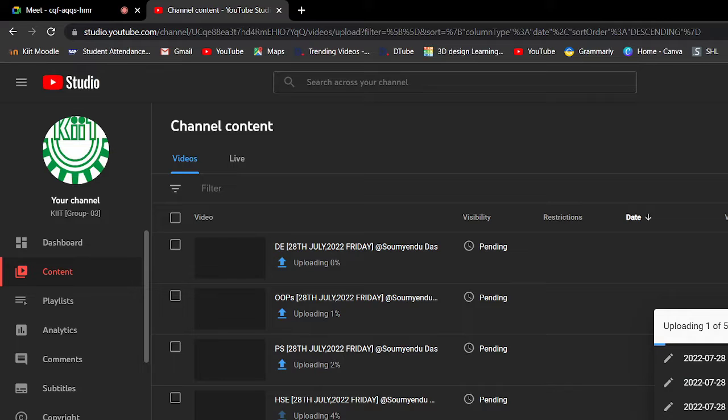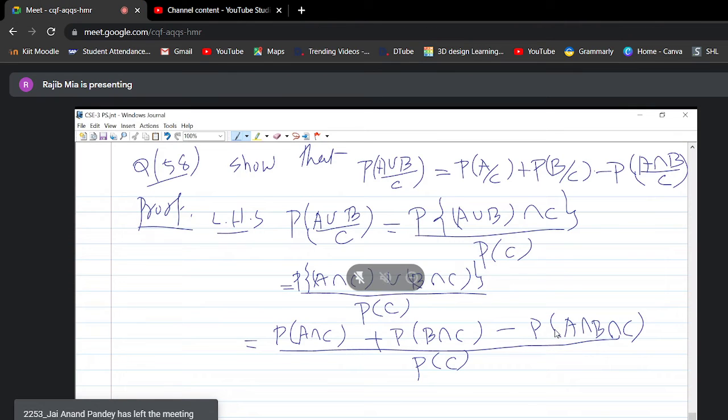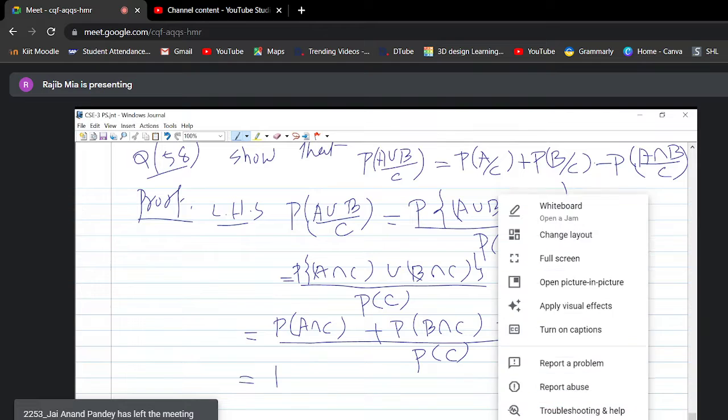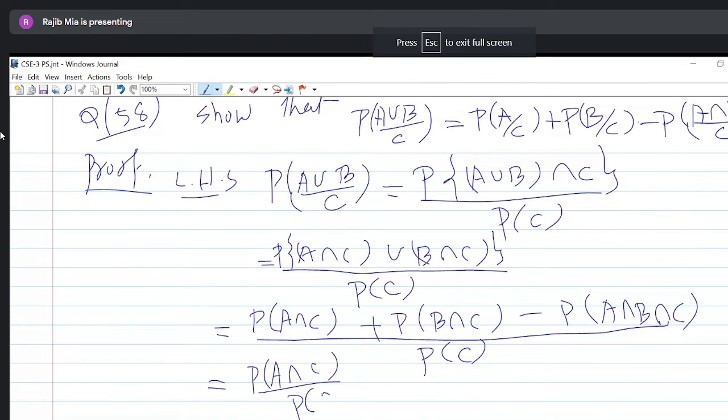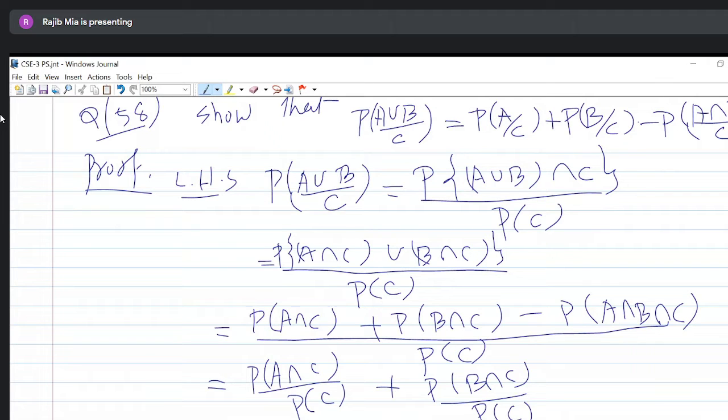and this divided by probability of C. Okay, so this can be written as probability of A intersection C divided by probability of C plus probability of B intersection C divided by probability of C minus probability of A intersection B intersection C divided by probability of C.